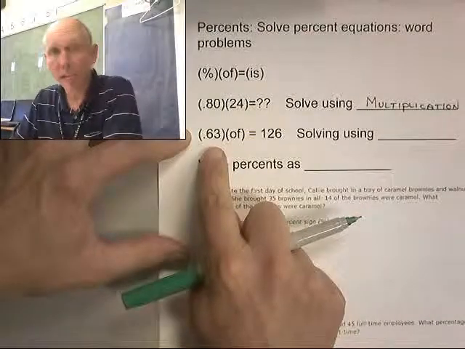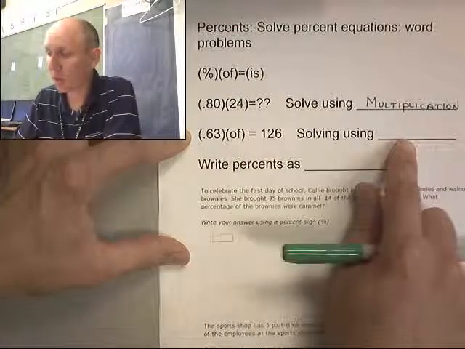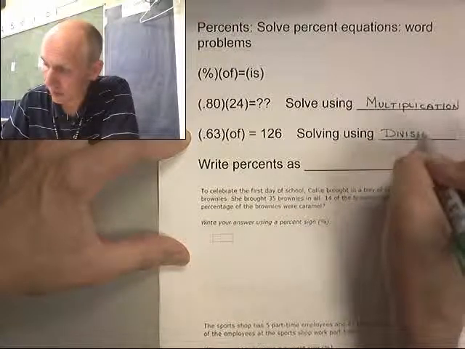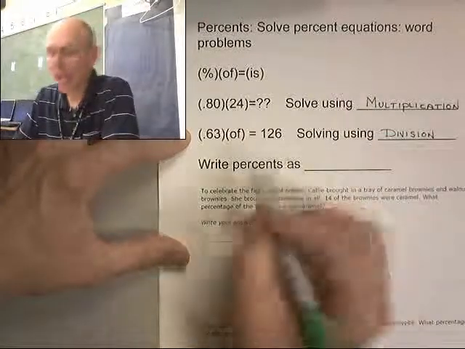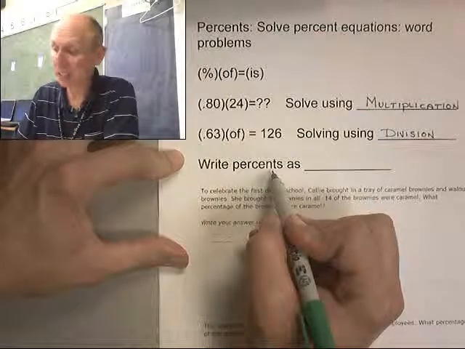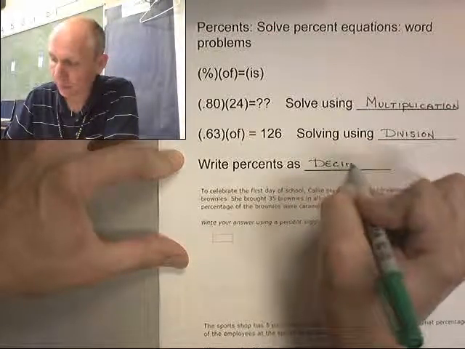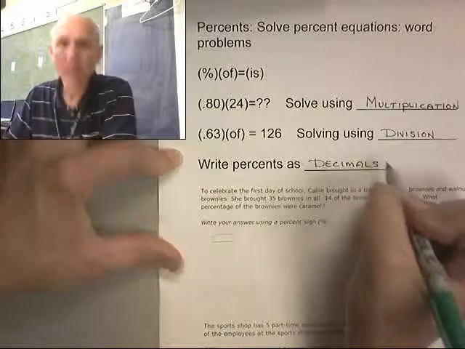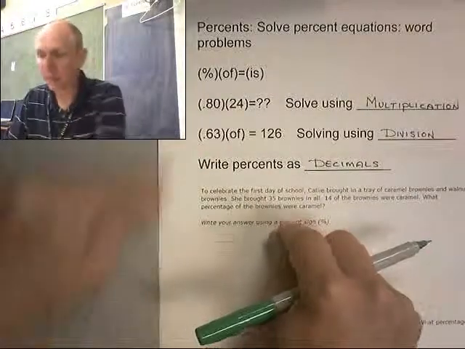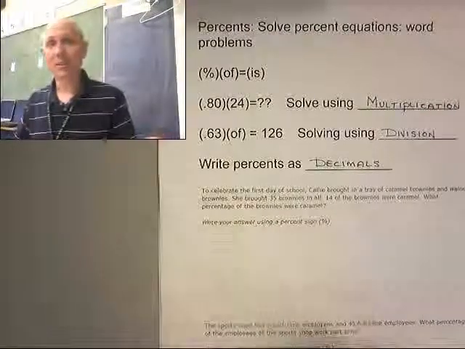If I have the percent and I'm missing the of, and I have the is, I'm going to solve this using division. And I have to always remember to write my percents as decimals. So now it just comes down to getting the information out of the problem and putting it into the percent of is equation and then solving it. Ready for the first one?